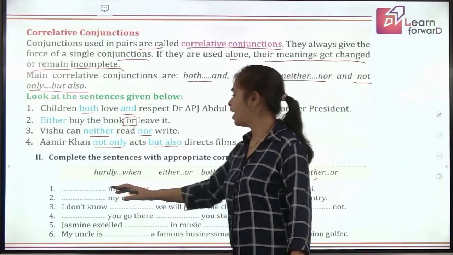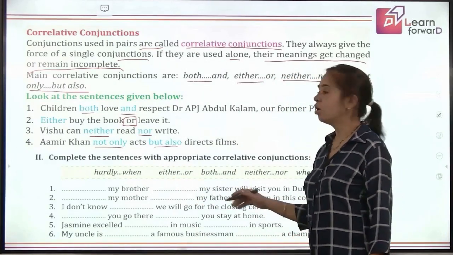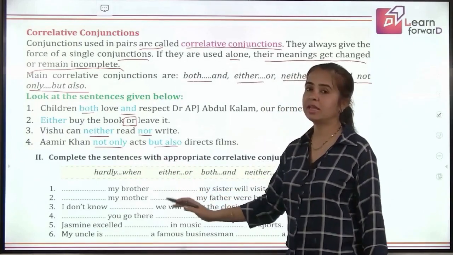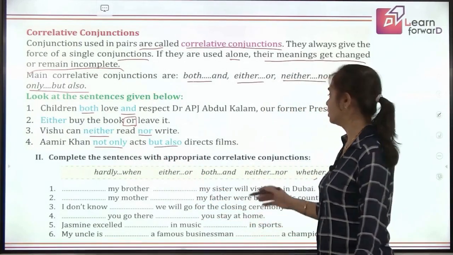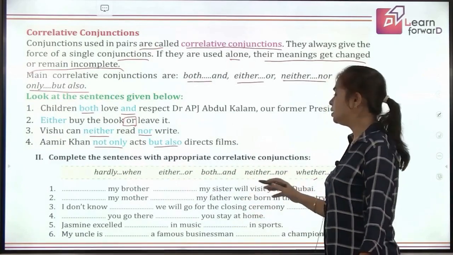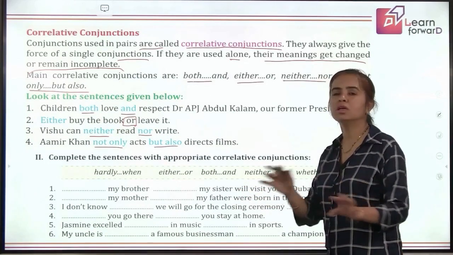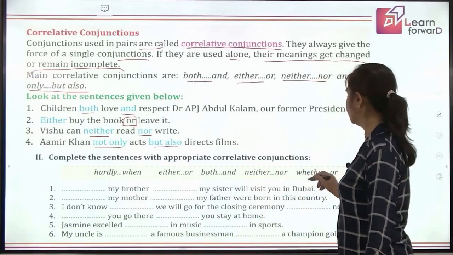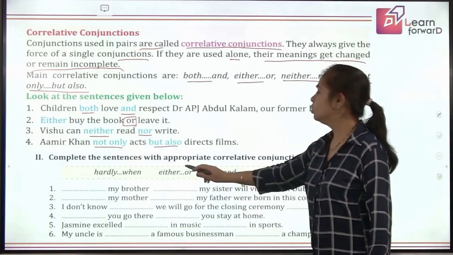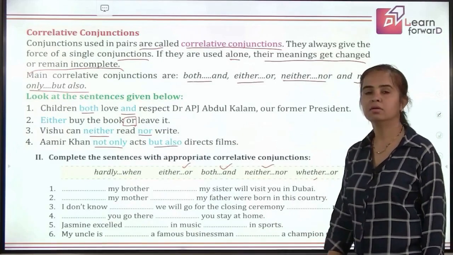So it is dash my brother, dash my sister will visit you in Dubai. What are the options? Hardly...when, not possible. Either...or, yes, it can happen, either my sister or my brother. Both my brother and my sister, even this is okay. Neither my sister nor my brother, that is also okay. So you want to say both will not come, none of them will come. And whether...or cannot happen here. So for the first sentence, you can say either...or, both...and, neither...nor, all are correct, right?